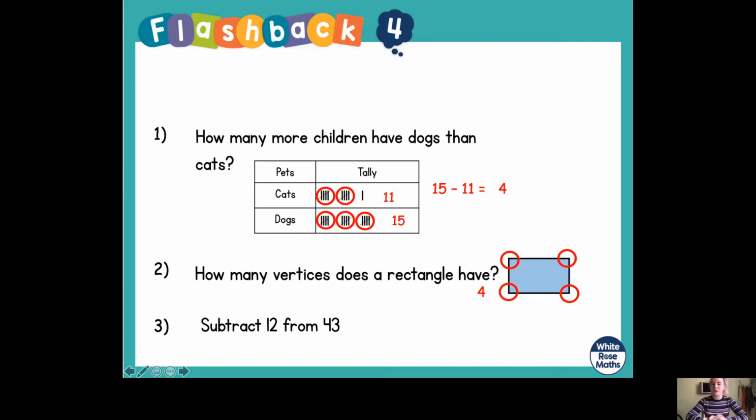Okay, next one, subtract 12 from 43. So let's get our column subtraction and let's start with the ones. So what's 3 subtract 2? Oh, yes, it's 1, isn't it? And what is 4 subtract 1 for the 10s? Yes, 4 subtract 1 is 3. So therefore, 43 subtract 12 is 31. Okay, Year 2, so well done if you got those correct. Now let's move on to today's learning.